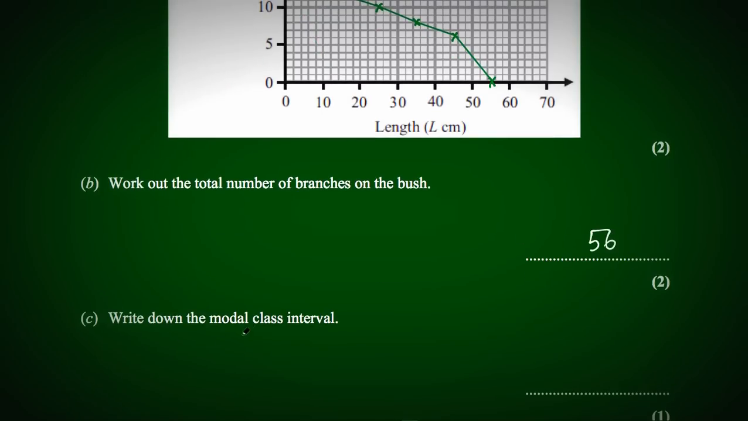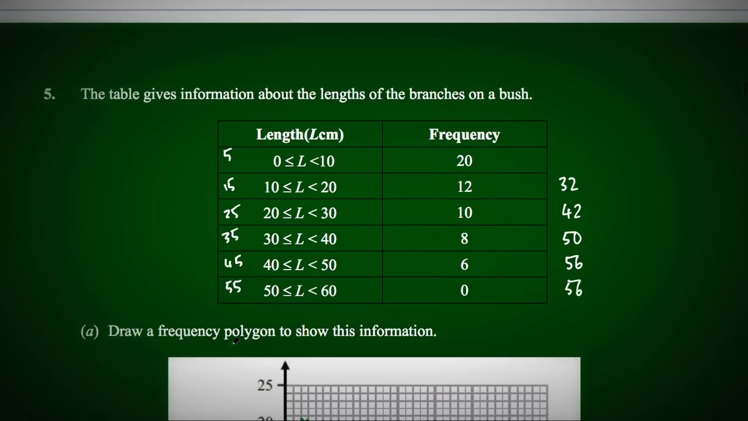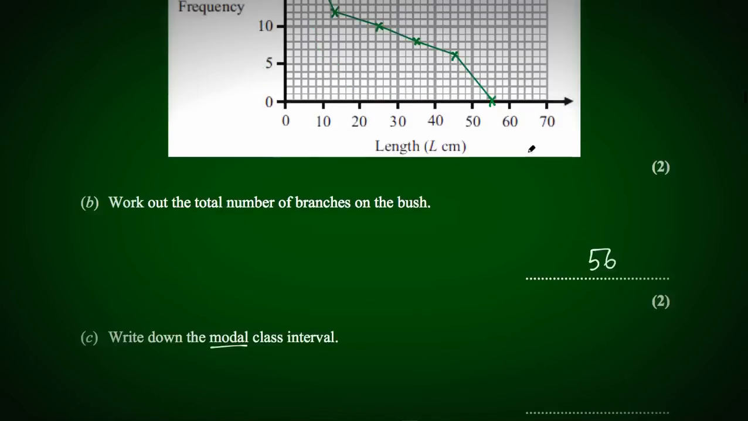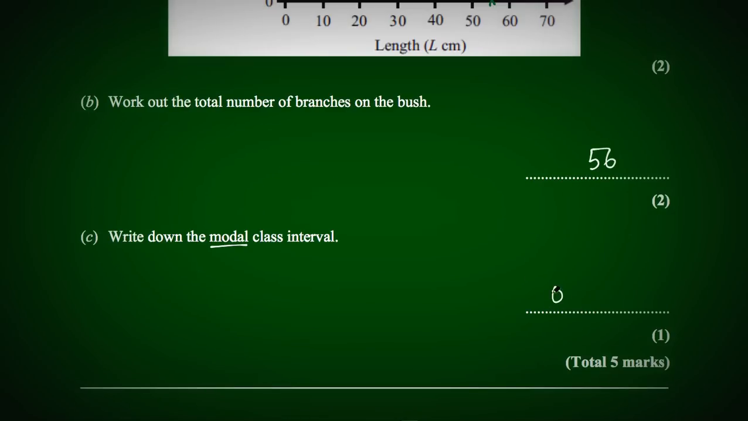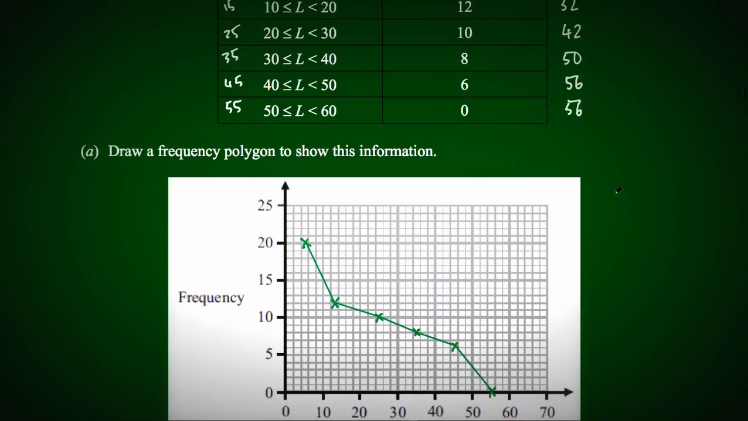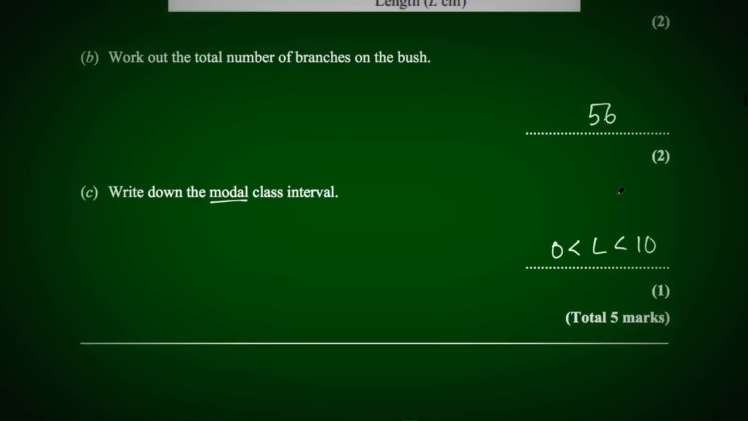Work out the modal class interval. Modal means the mode, the most common. So the most common class interval was 0 to 10, because there are 20 in here, and 20 is the highest frequency of any of the class intervals. So 0 to 10 is my answer. Just check the inequalities go in the right places. Greater than or equal to in there.